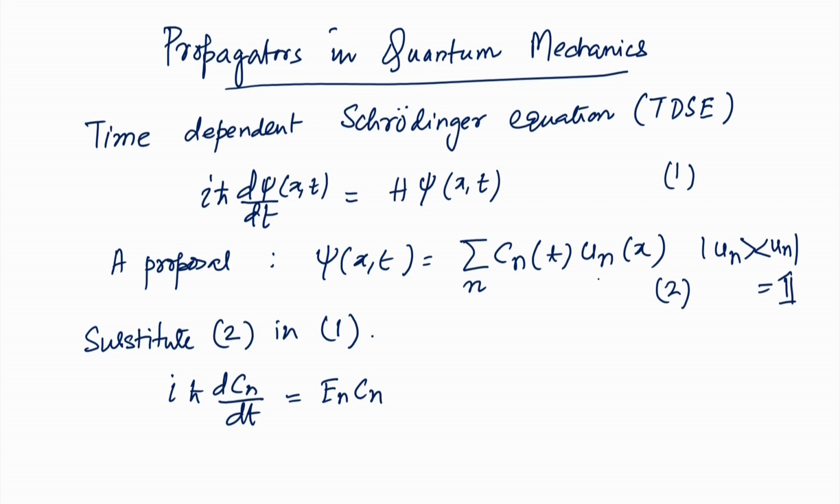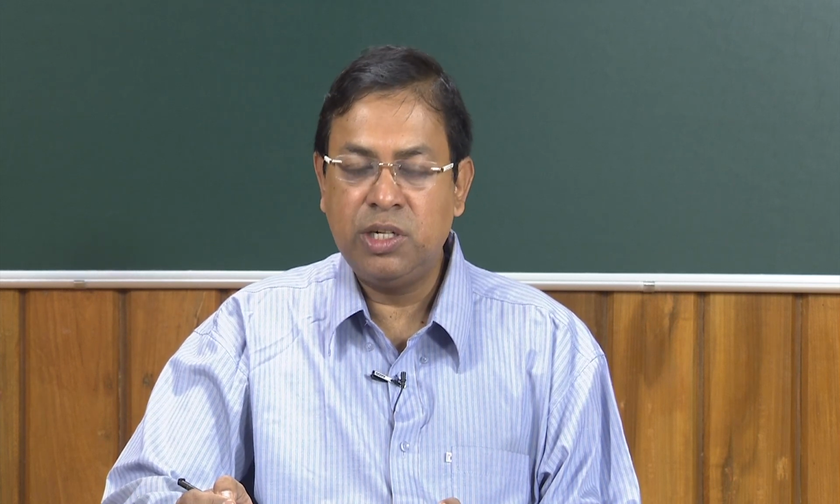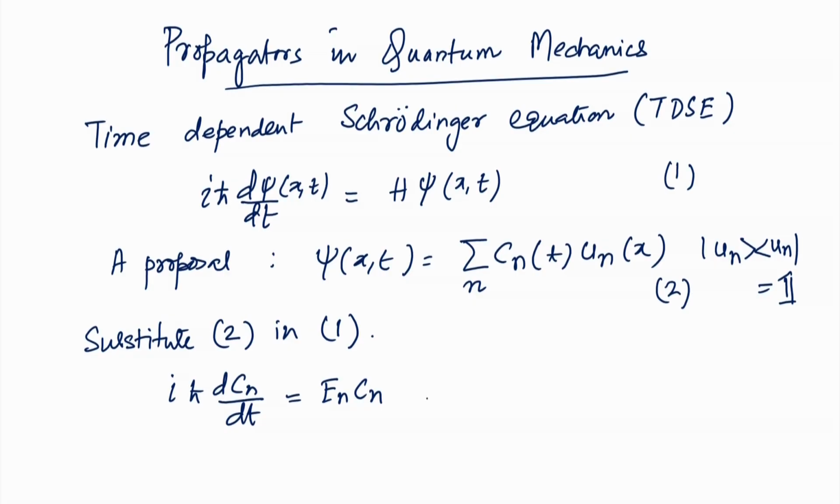So, if we substitute 2 in 1, we get an equation which is i h cross d C_n dt equal to E_n C_n. This is just the recast of the form that appears in equation 1. So, it is the same as the Schrodinger equation written for the amplitudes C_n, and this will have a solution which is C_n(t) equal to C_n(0) times exponential of minus i E_n t over h cross.